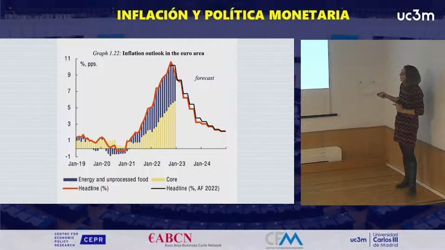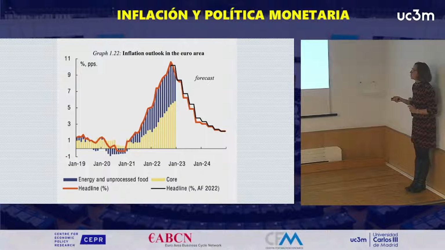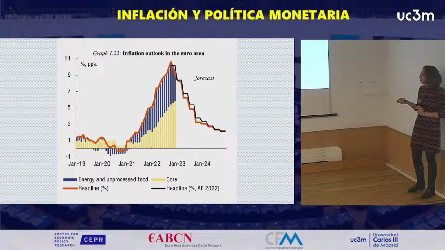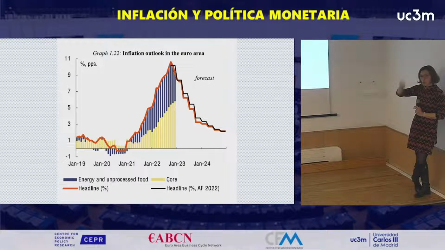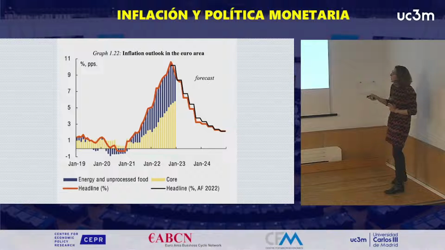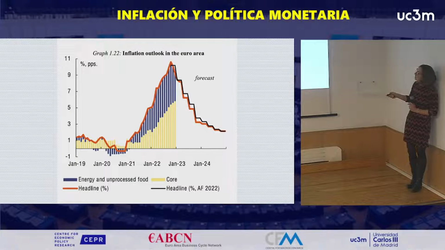Now, let me go to the inflation, which is what we care for. What I have in this plot comes from their publication. The yellow lines correspond to core inflation. The blue lines are energy and unprocessed food, which is the part of inflation that is more volatile, okay? And the headline inflation is the continuous red line. So when we say inflation has peaked, we talk about this: in October we reached 10.6% euro inflation, and since then the headline inflation has gone down for two consecutive quarters. That's what inflation peak means.